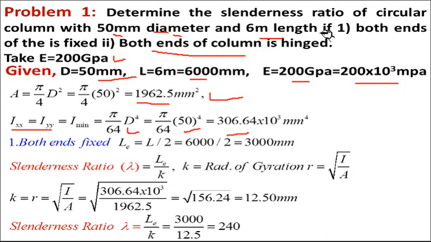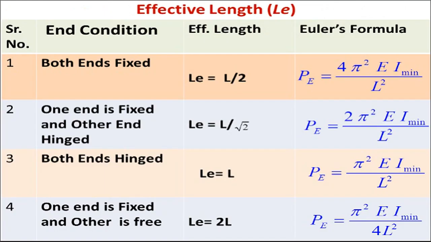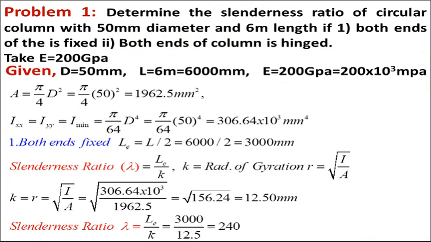Then the first condition we have to consider is that both ends are fixed. When both ends are fixed, effective length Le is equal to L by 2, as we have discussed. So this effective length is L by 2, where the total length is 6 meter. So it is half of 6, which means 3 meter, that is 3000 mm.